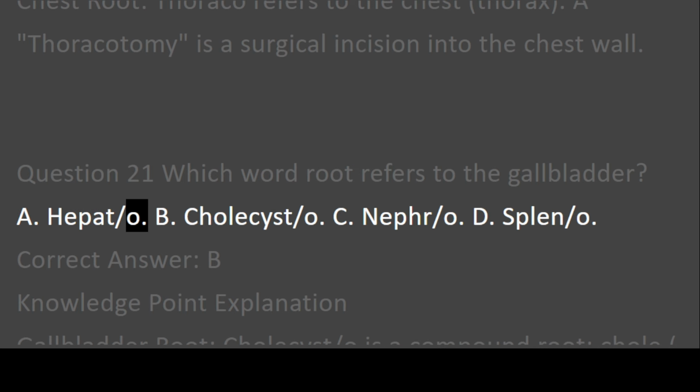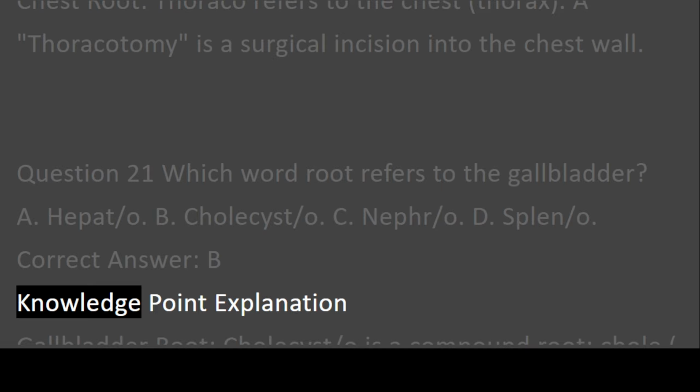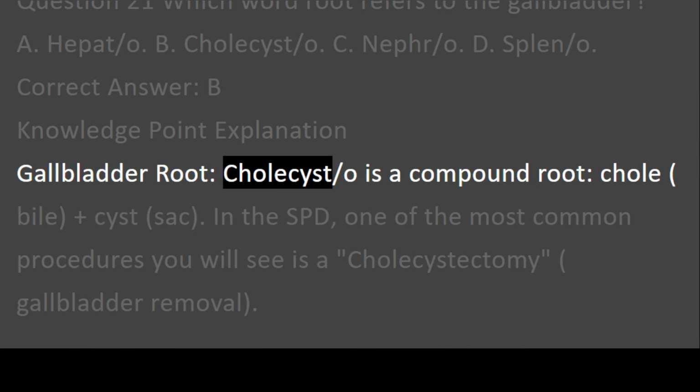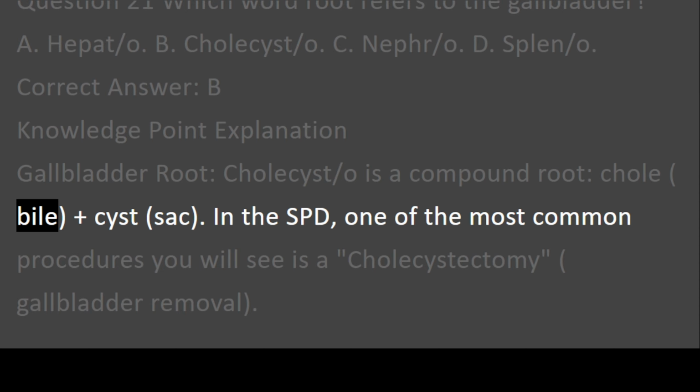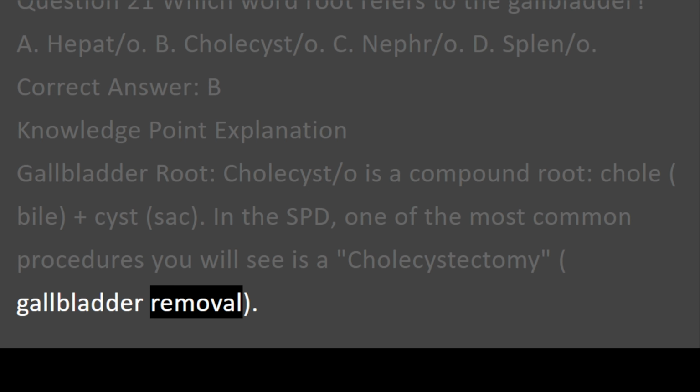A. Hepat/o. B. Cholecyst/o. C. Nephr/o. D. Splen/o. Correct answer, B. Knowledge point explanation. Gallbladder root, cholecyst/o, is a compound root: chole, bile, plus cyst, sac. In the SPD, one of the most common procedures you will see is a cholecystectomy, gallbladder removal.